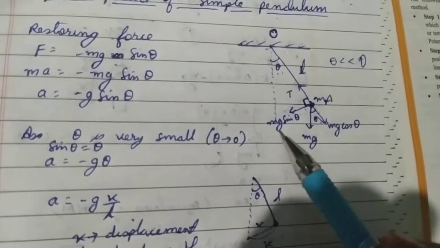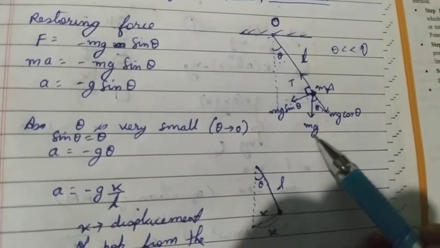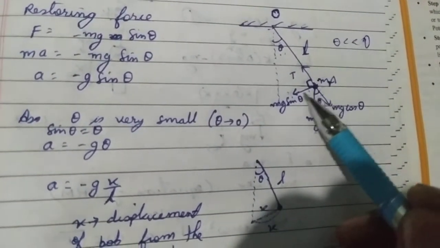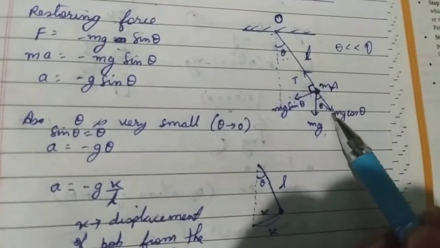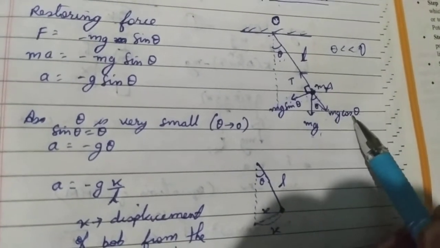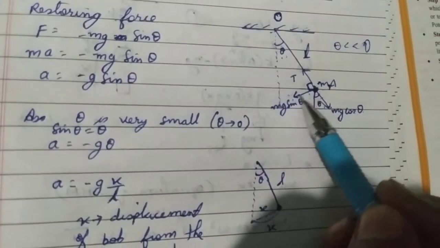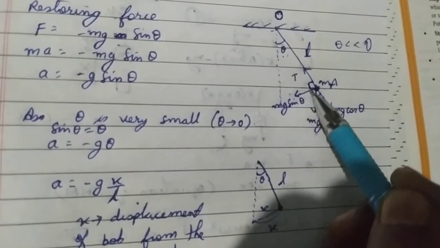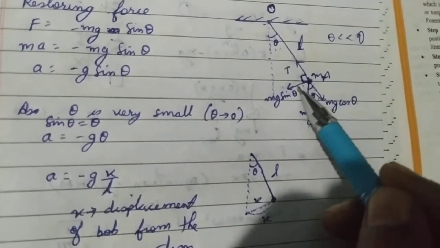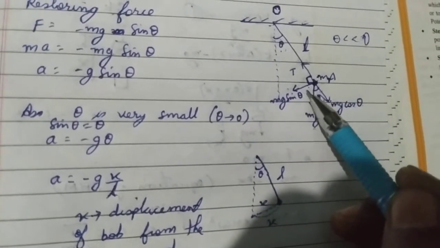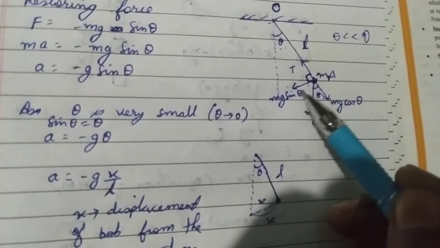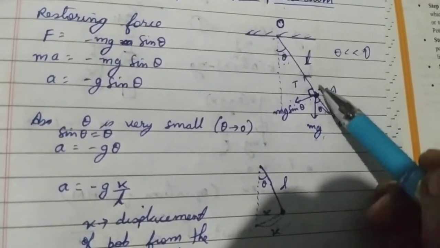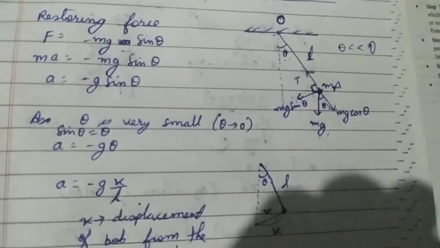Okay, so when we resolve this force mg in its rectangular components, this will be mg cos theta, and this will be mg sin theta. This mg sin theta is acting towards the mean position. So this will be our restoring force. This will be our restoring force, and this string has a length of L. I forgot to mention that this string has a length of L.